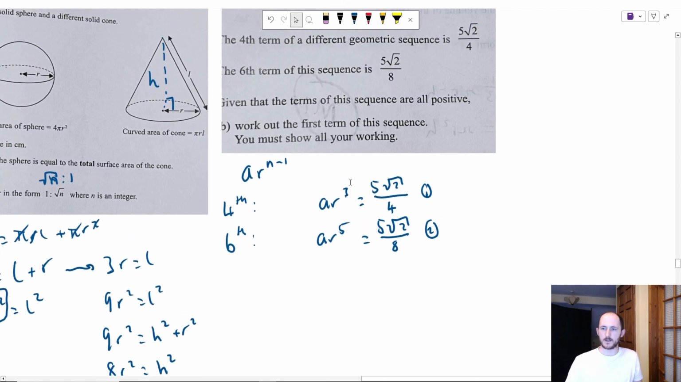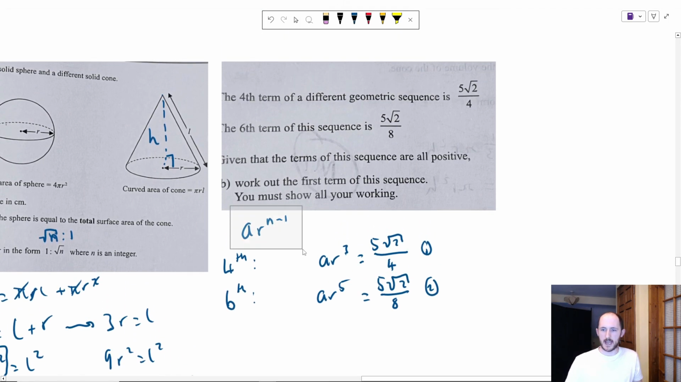Okay, so because the equation is AR to the n minus 1, the fourth term would be AR to the 4 minus 1, so AR cubed equals 5 root 2 over 4. The difference isn't R squared. Okay.